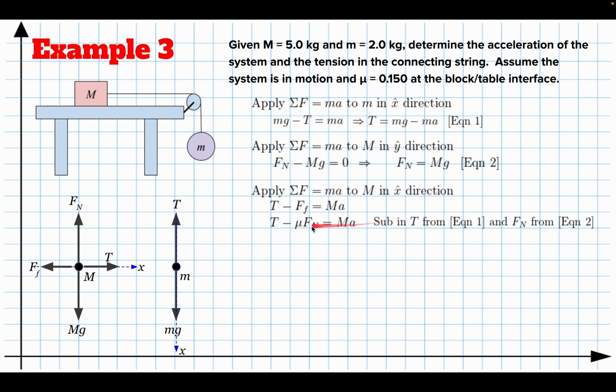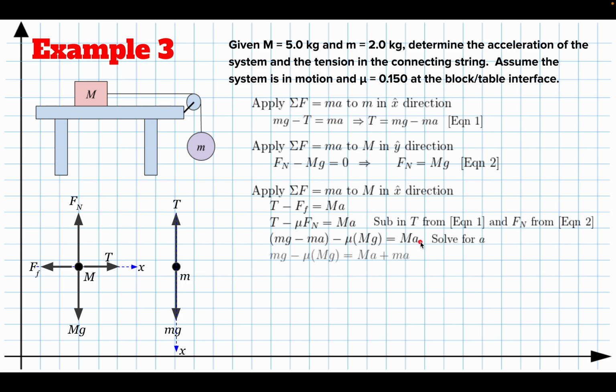Okay? So now when I substitute in the tension from up here, because I'm trying to eliminate the tension so I can find the acceleration, I get this expression. Here's the tension from equation 1. That's just this. Minus the friction, which is mu times the normal force, but the normal force is Mg. We found that up there. That equals Ma. So here's a big old equation which we need to solve for a.